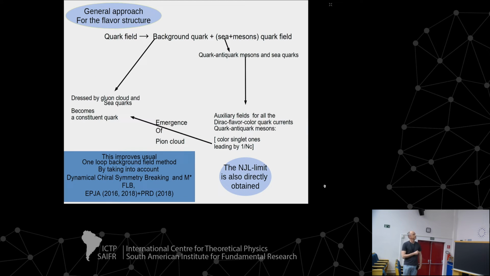And then what I find out is this way. I just split the quark field into a background quark that will give rise to the constituent quark, and the quantum quark field that will give rise to quark-antiquark mesons, and the quark-antiquark scalar condensate. For that, I introduce the auxiliary fields. And then with the auxiliary fields, the pion cloud appears. So from here, from the background quark, we have the gluon cloud, and then from this side of the calculation, we have the pion cloud.